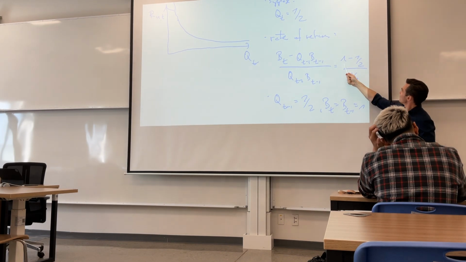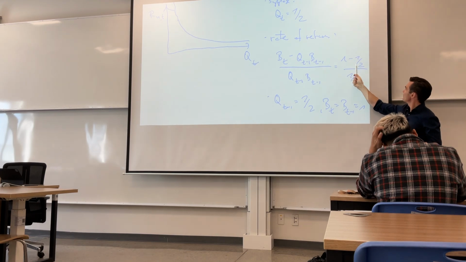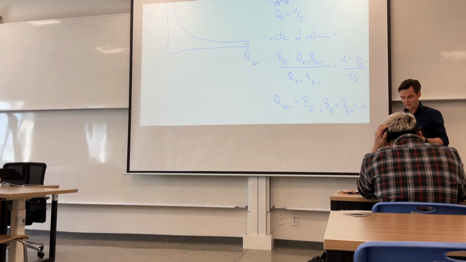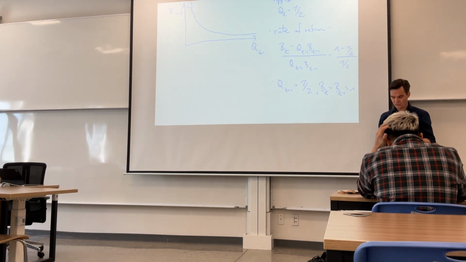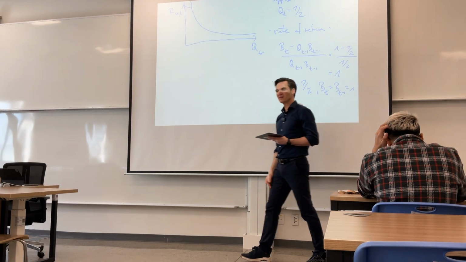So then what does this mean? It means that you have 1 minus 1/2 is 1/2, divided by 1/2. Well, that is equal to 1. So that is equal to 1. So what is that 1? What does this mean?